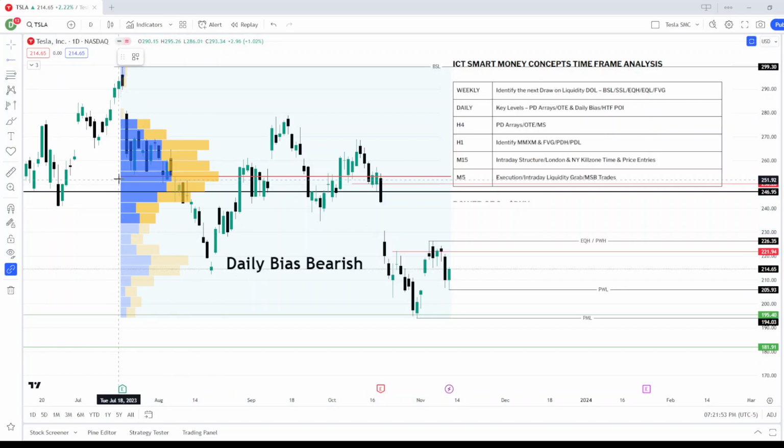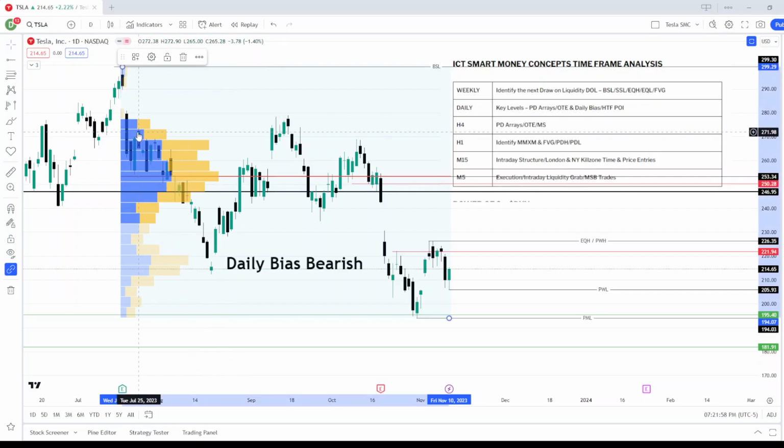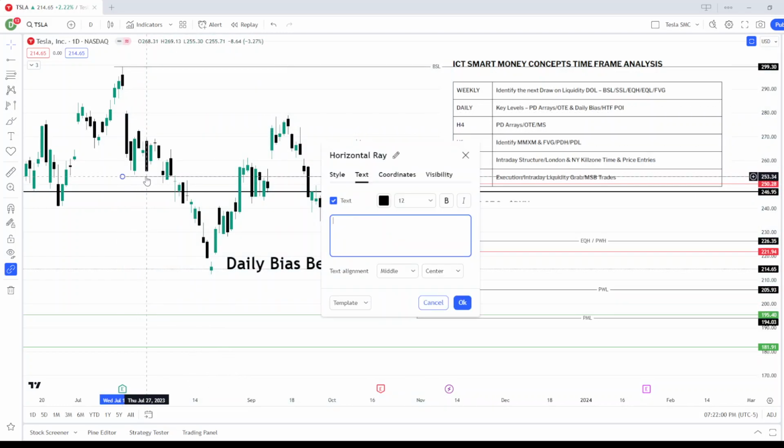So for that one, I'm going to put it right there. I'm going to close this volume profile so I can see it. And I'm going to say volume, node, point of control.